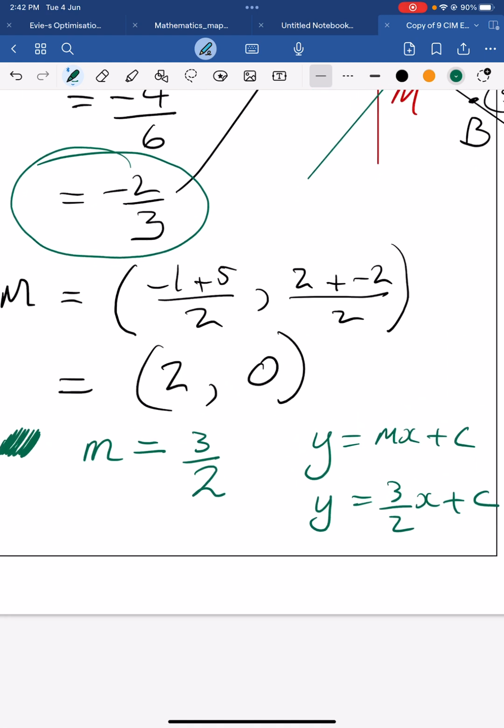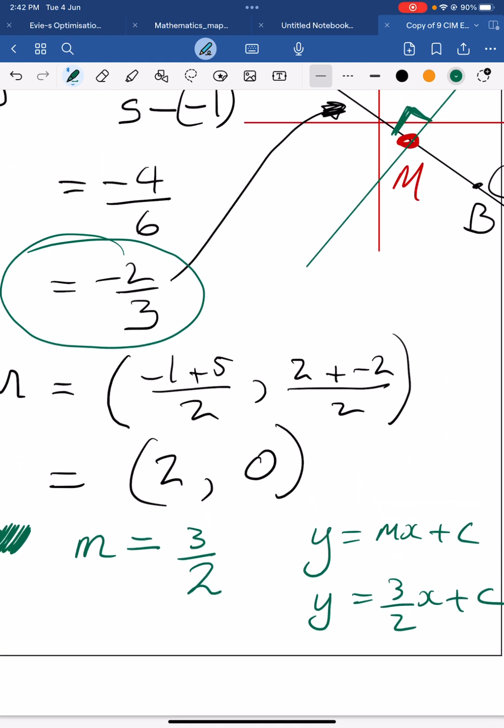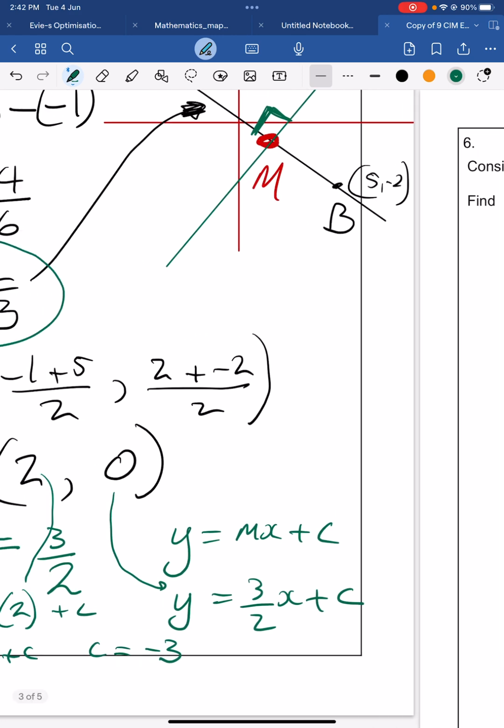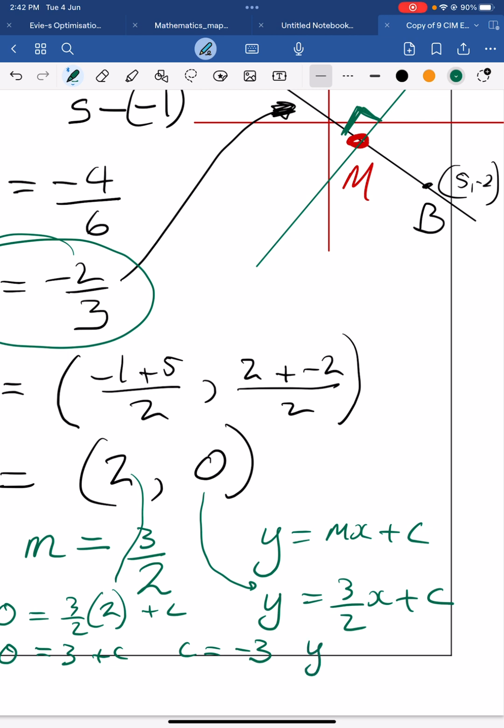So y equals 0, 3 over 2, x is 2 plus c. I've got 0 equals 3 plus c. I've got c equals -3. So I've nearly got my answer now. I've got y equals 3 over 2x minus 3. And that's so close to the final answer. That is the correct equation of the straight line that we're trying to find, the green line.